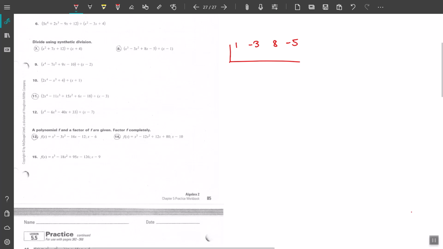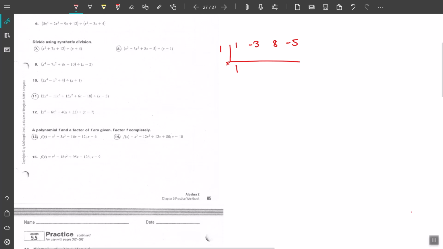My divisor is written as a difference, so it's x minus 1. That means I'm going to take whatever is after that minus sign, and that's going to be what I'm going to divide by. I'm going to drop that first term down here, and I'm just going to remind myself with a little multiplication sign at the corner. So now I'm ready to start.